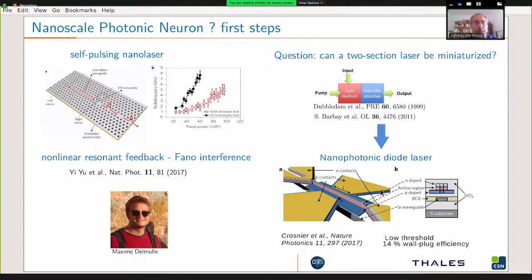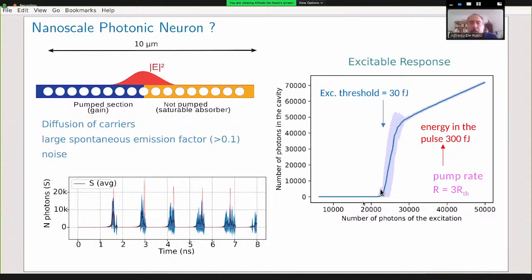So the question is going nanoscale, so even smaller devices. In the next talk, you will see a technology that has demonstrated many interesting properties. One of the properties is that you can use a photonic crystal laser to have self-pulsing, a related property, and this is based on nonlinear resonant feedback. But the question is, can we miniaturize, with a photonic crystal, a spiking laser that is based on a saturable absorber, and possibly using this nanophotonic diode laser technology? So these are preliminary theoretical results.